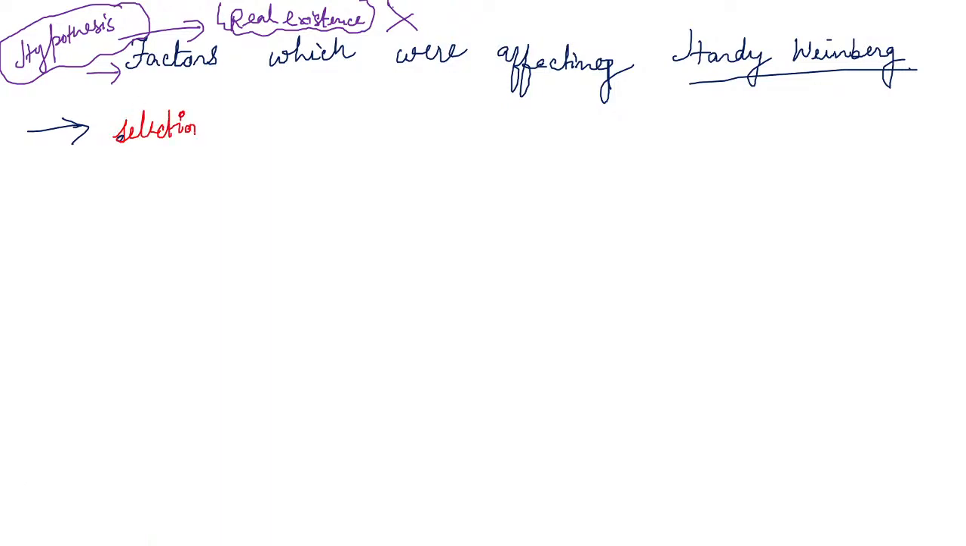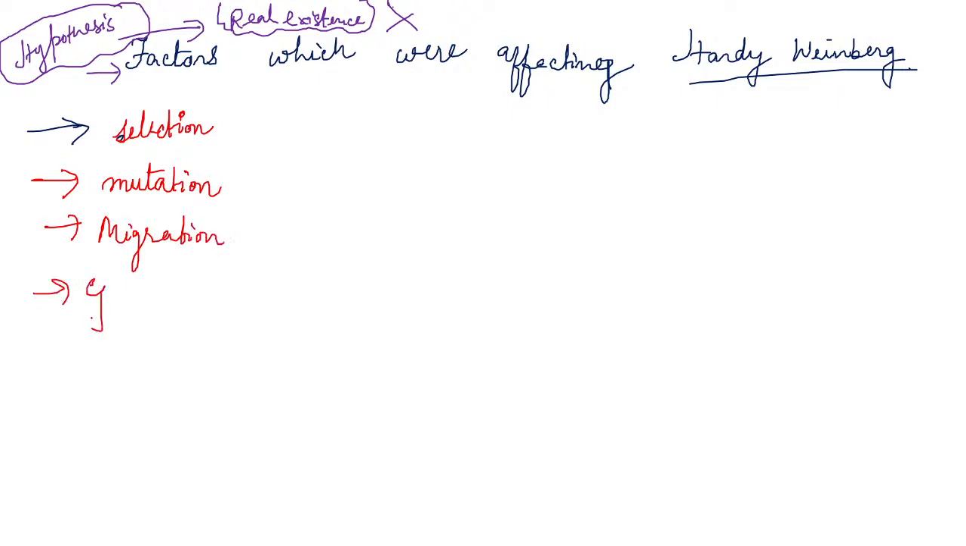So first is selection. Hardy-Weinberg did not tell that any people or nature will select the individual person. Hardy-Weinberg has not told about that. Next is mutation. The Hardy-Weinberg principle was not based on mutation. Next is migration.